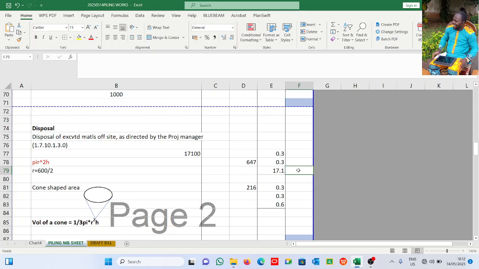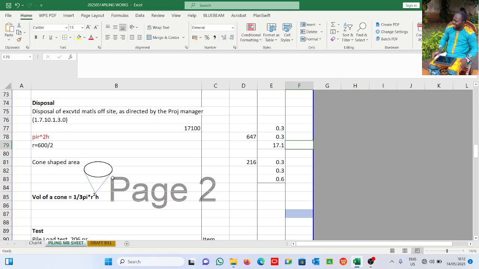Now you can see I didn't square. I'll tell you why I didn't square. Now for the cone shell shaped area, we'll do it also. Of course, we use the volume of a cone. Volume of a cone is 1/3 pi r squared h.